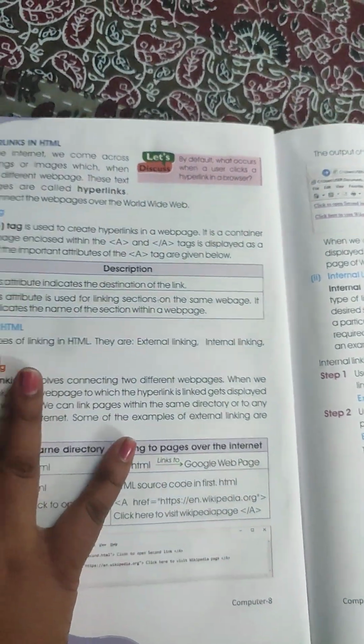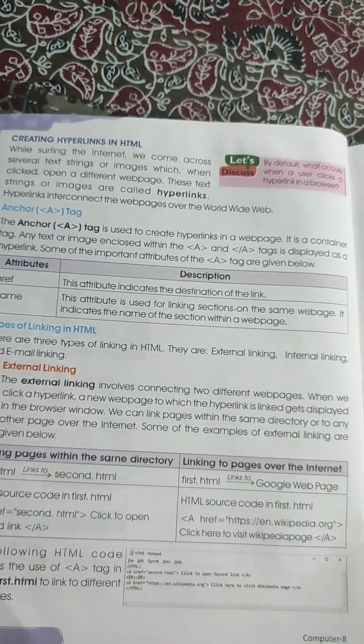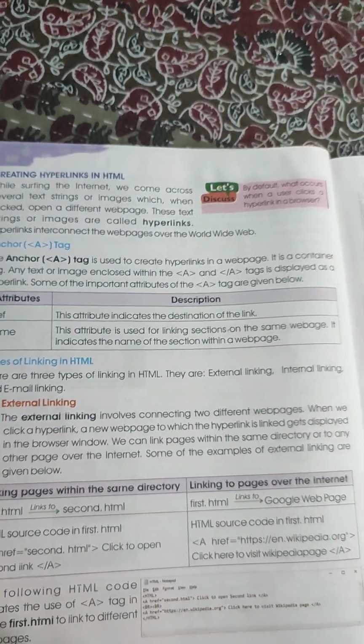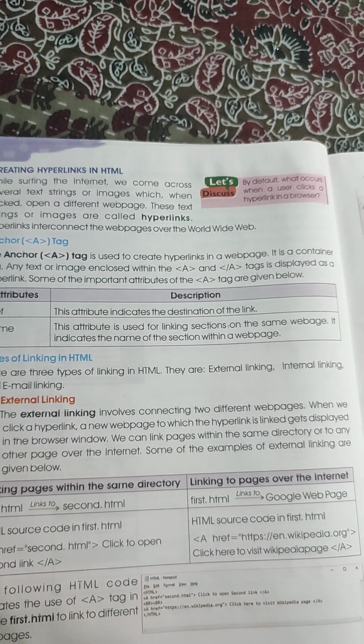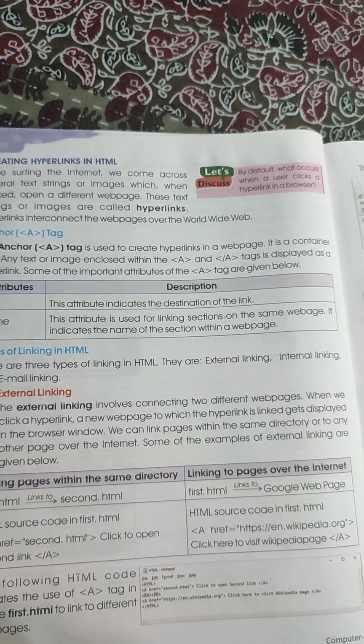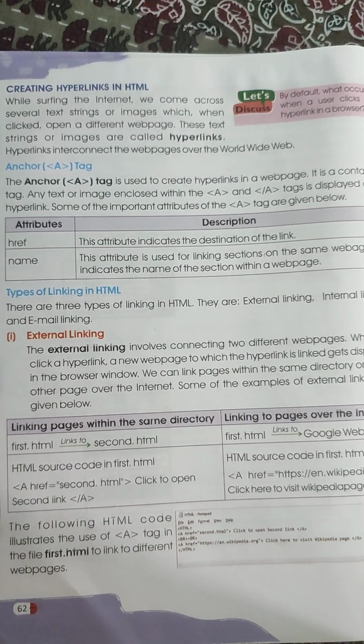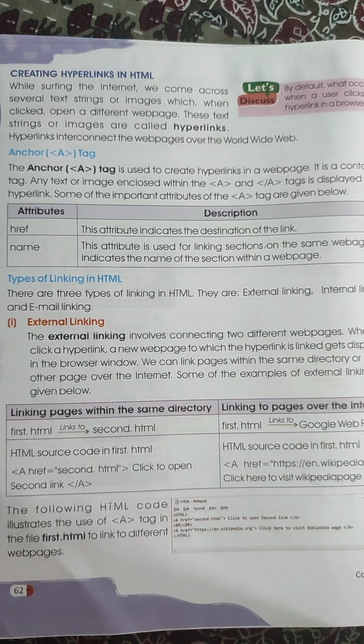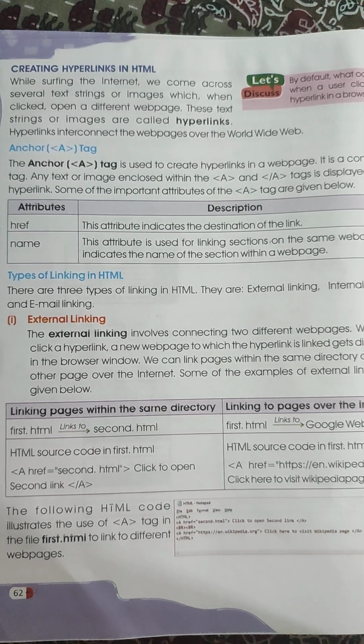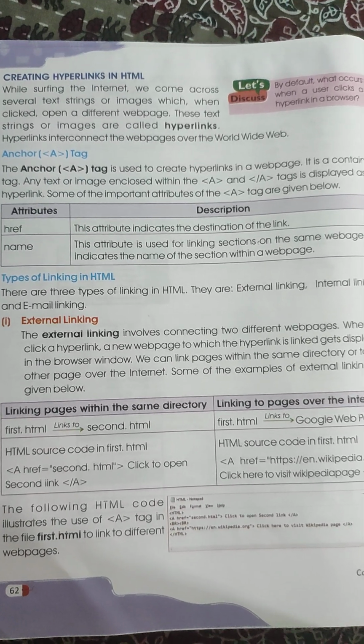Now the next is what? Creating hyperlink in HTML. Okay, so while surfing the internet, you come across several text strings or images which when clicked open a different web page. I told you earlier what a hyperlink is. To connect different web pages, we have to use the hyperlink.